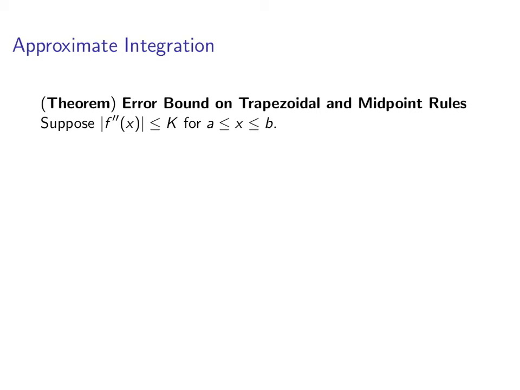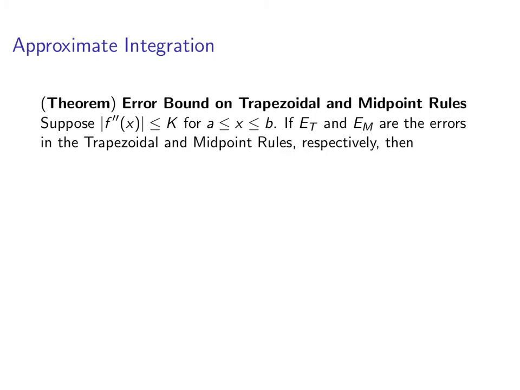So let's suppose that our f double prime is less than or equal to K. So we have some upper bound on what the second derivative is. And let's say that E sub T and E sub M are the errors in the trapezoidal and midpoint rules.